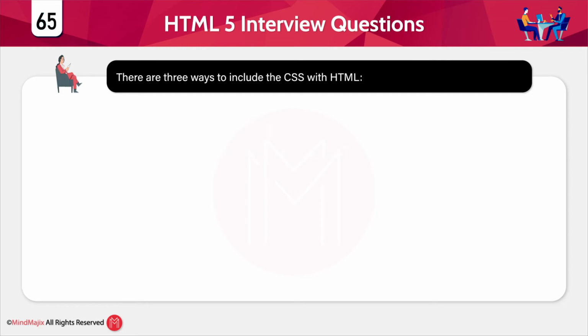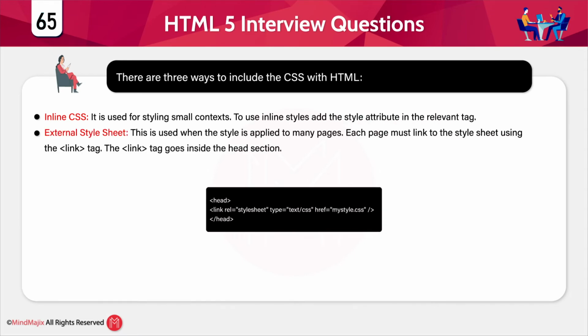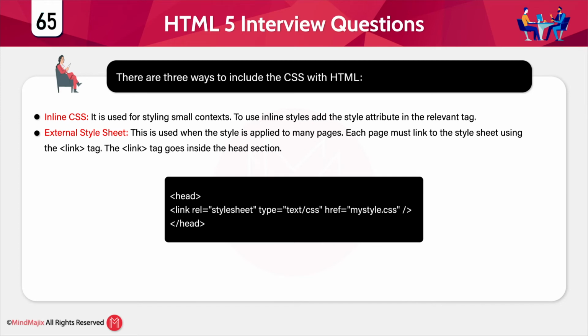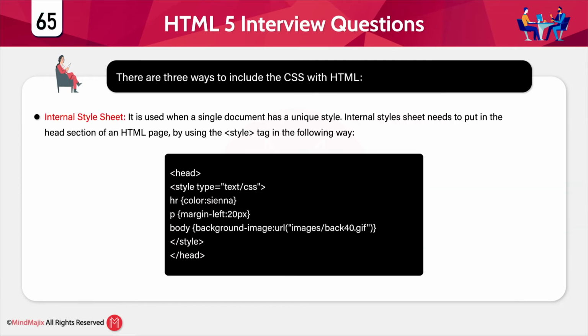There are three ways to include the CSS, this is what we have seen, right? Inline, external, and internal. In inline, we use the style attribute. In external, we use the link tag. In internal, we use what? Style tags. In external, we use the link tag to link the HTML file with the CSS.